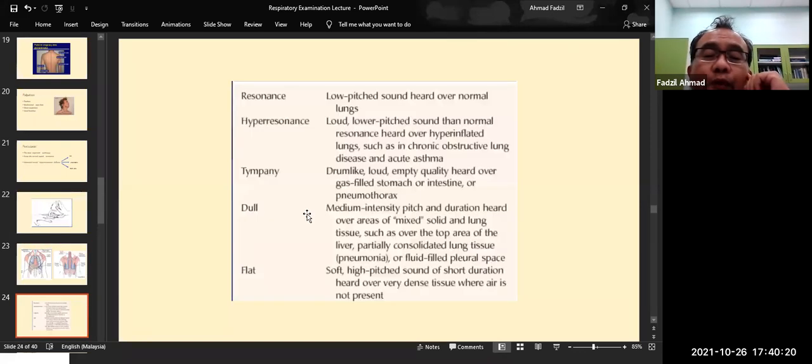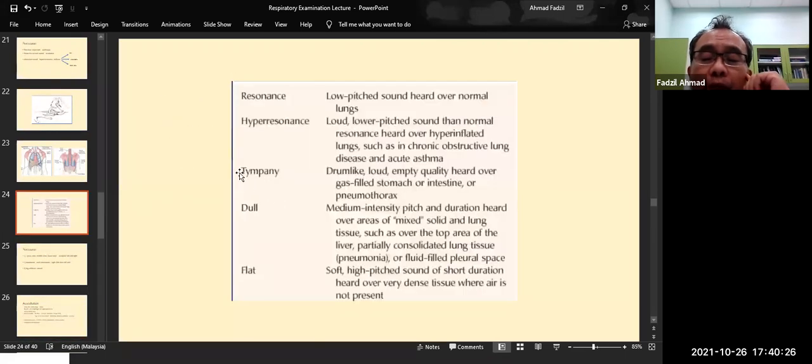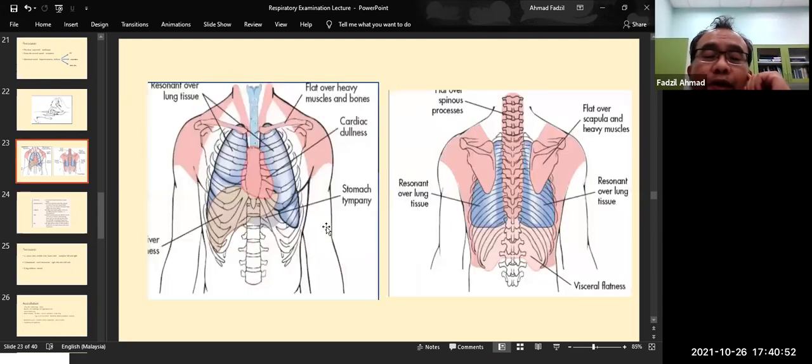And then how do you do percussion? First, you percuss the upper zone as usual, then the middle zone, then the lower zone, left and right, and compare the left and right. Then after that, you percuss every intercostal space from right down, left down, and in bigger children you can decide to percuss laterally. But it is optional. First you percuss and compare upper zone left and right, middle zone left and right, lower zone left and right. Then after that you percuss every intercostal space.